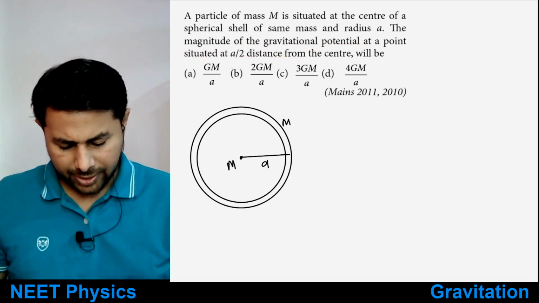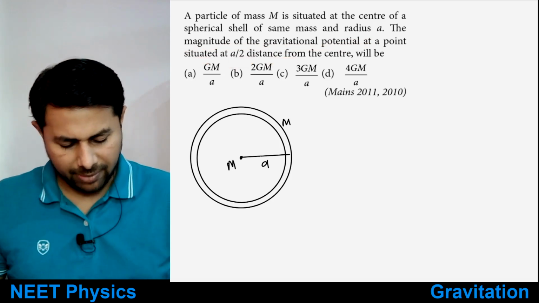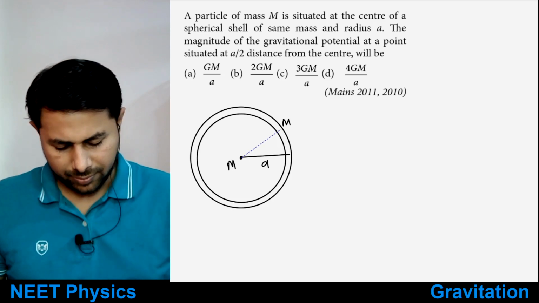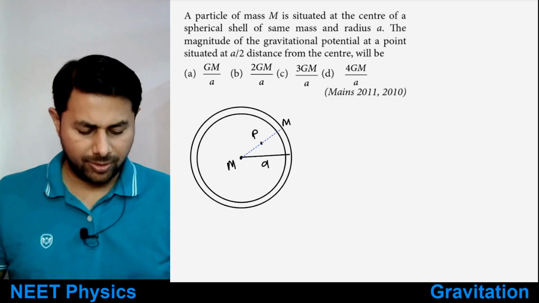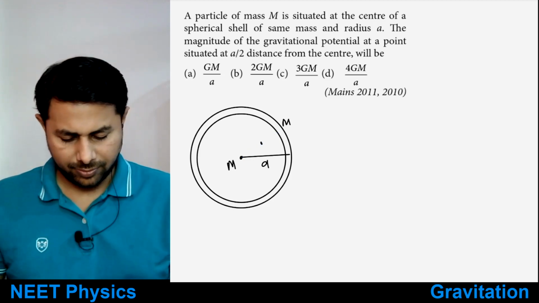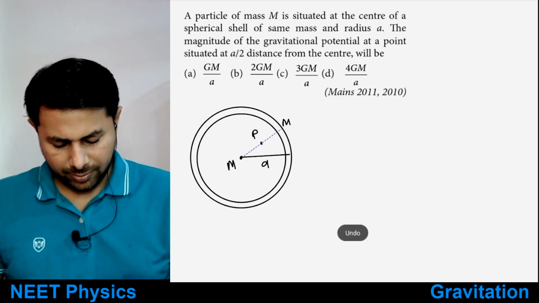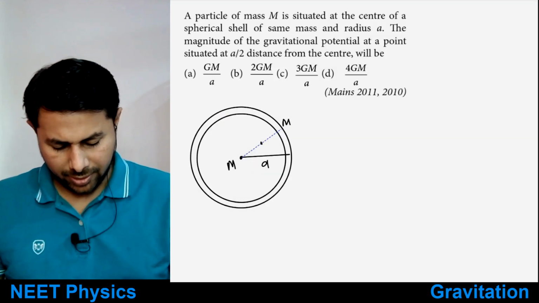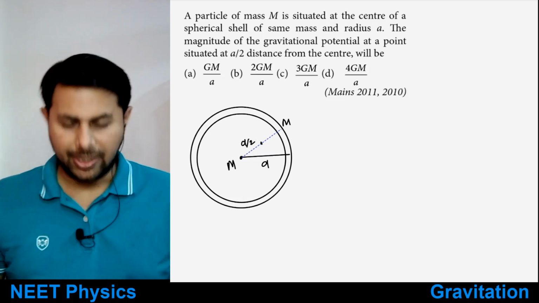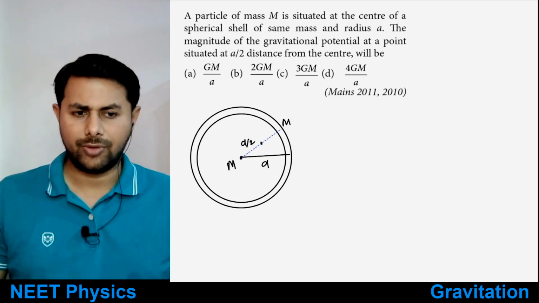So then the magnitude of gravitational potential at a point situated at a by 2 distance from the center. Okay, so you want the potential at distance a by 2, let's say at this point, point P, which is at distance of a by 2. This much distance is a by 2. So tell me, what should we do?